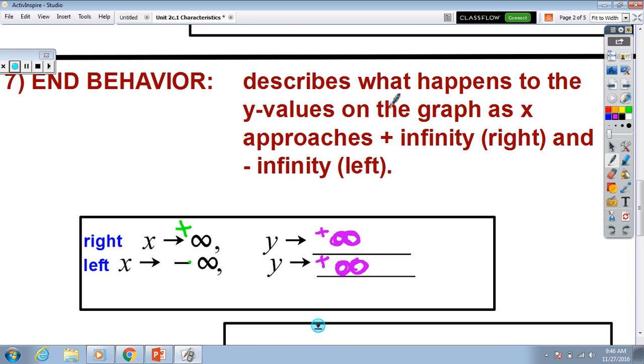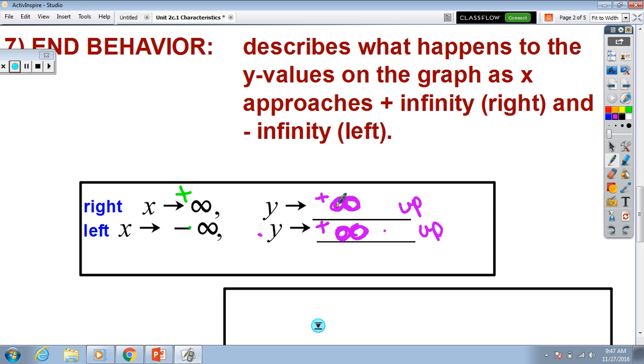In end behavior, trace your graph from 0 to the right. Where's the graph going? Positive infinity. Trace your graph from 0 to the left for negative infinity. Where's the graph going? Up, positive infinity. Positive infinity meant that it was going up and it did not stop. If it was going down and it did not stop, then we would change these to negative infinity. And it doesn't have to be negative or positive infinity. It could actually be a number.